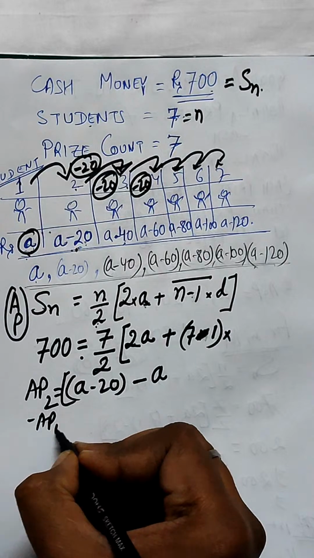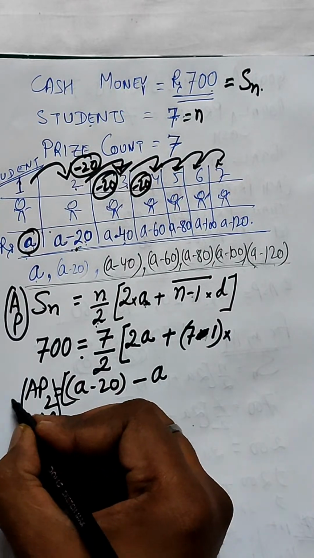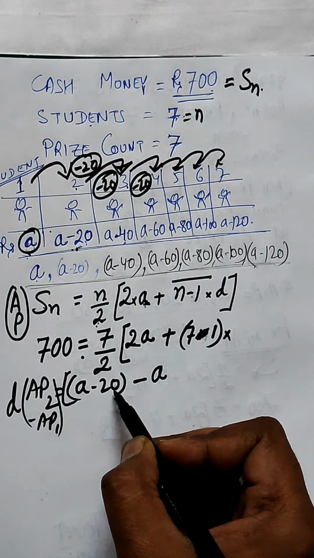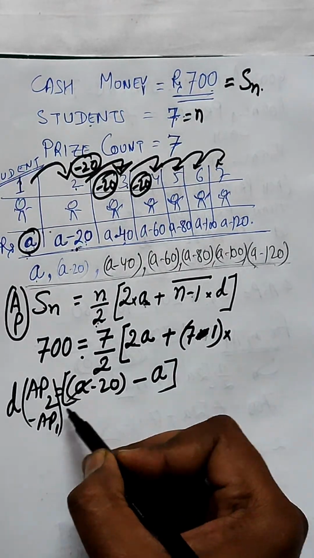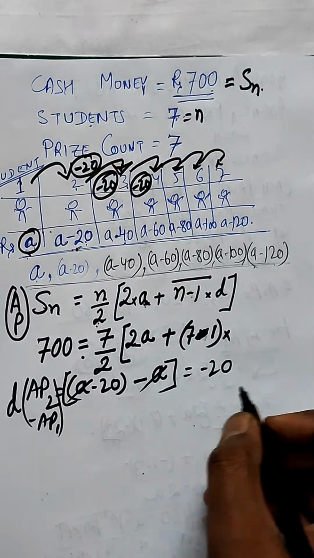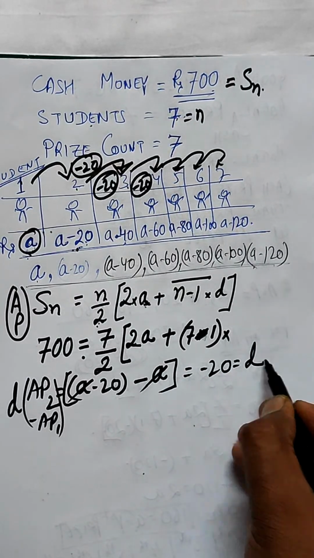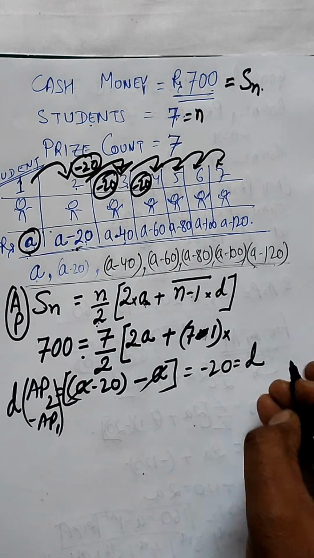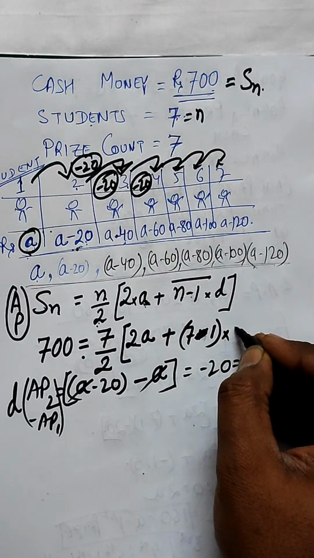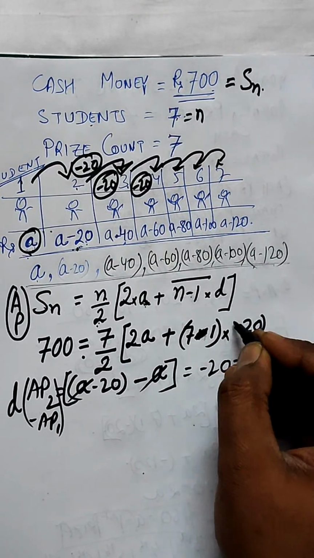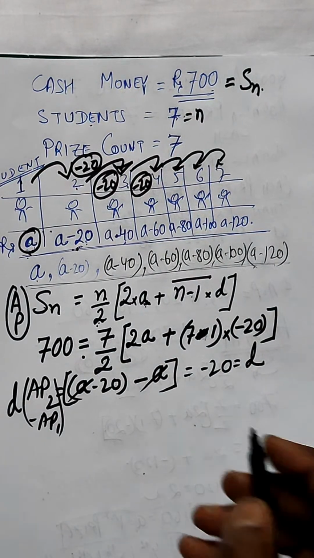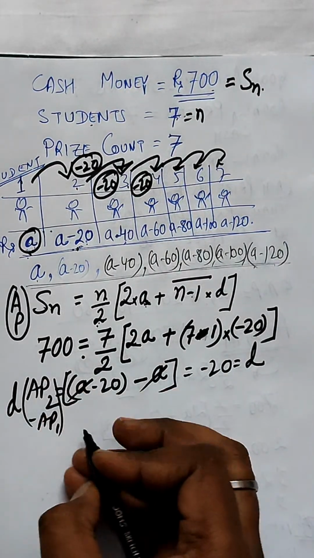AP2 minus AP1 will give you that value of d, right? So a minus 20 minus a, you can see a will be cancelled out and we are left with minus 20. So this is the value of d. This you will put over here in place of d. So this will be minus 20, right? Now come to the next step.